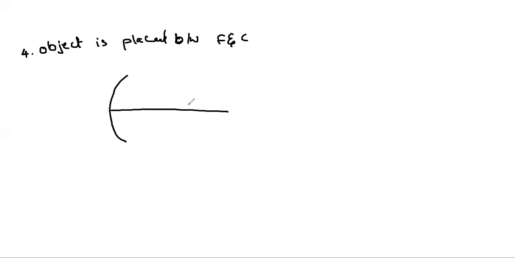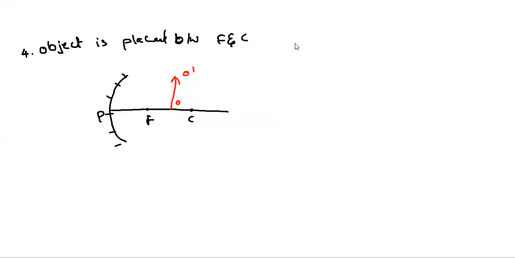And coming to the fourth position, object is placed between F and C. Now I have taken a concave mirror. Here also I am going to tell you one logic to get the ray diagram simply. Pole, focus. Now take the object between F and C. Let us name that object as O dash.